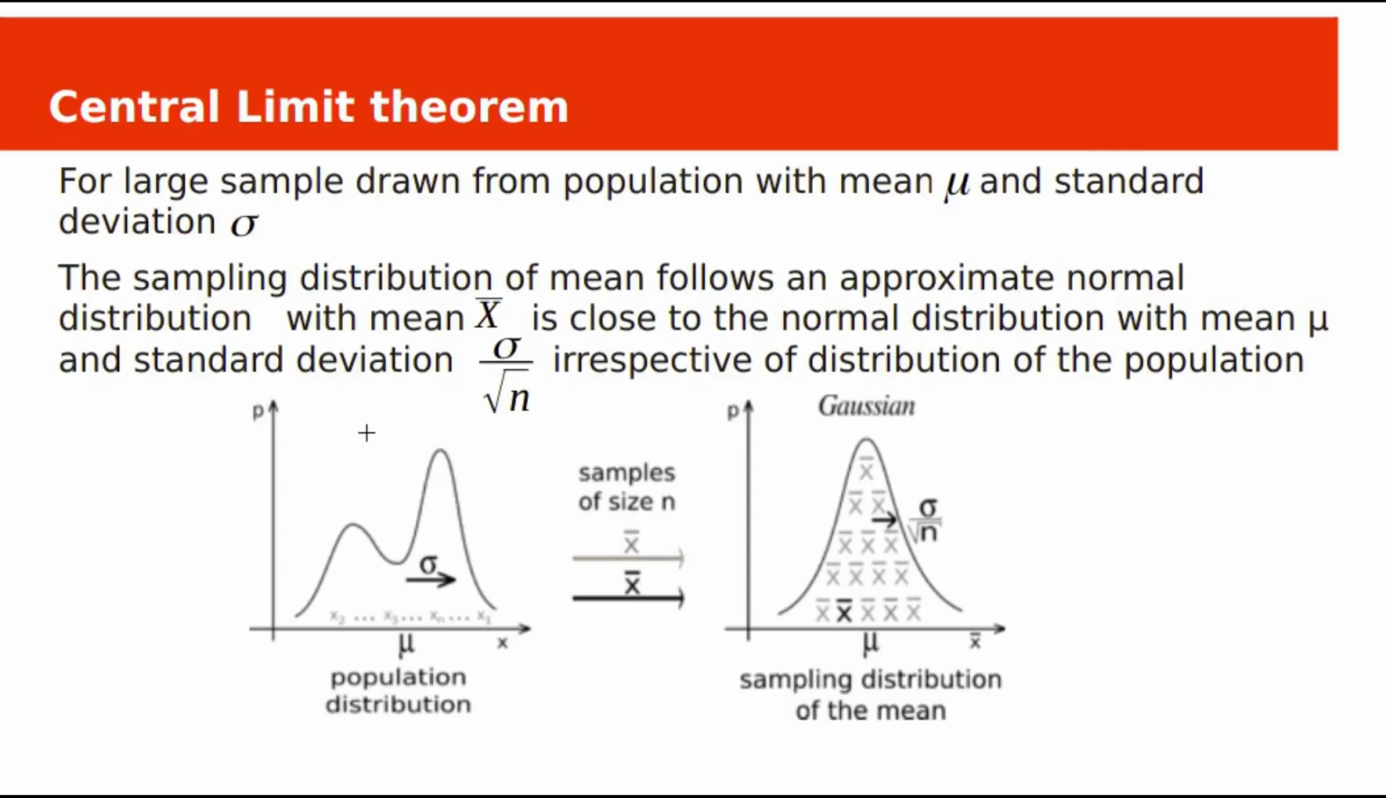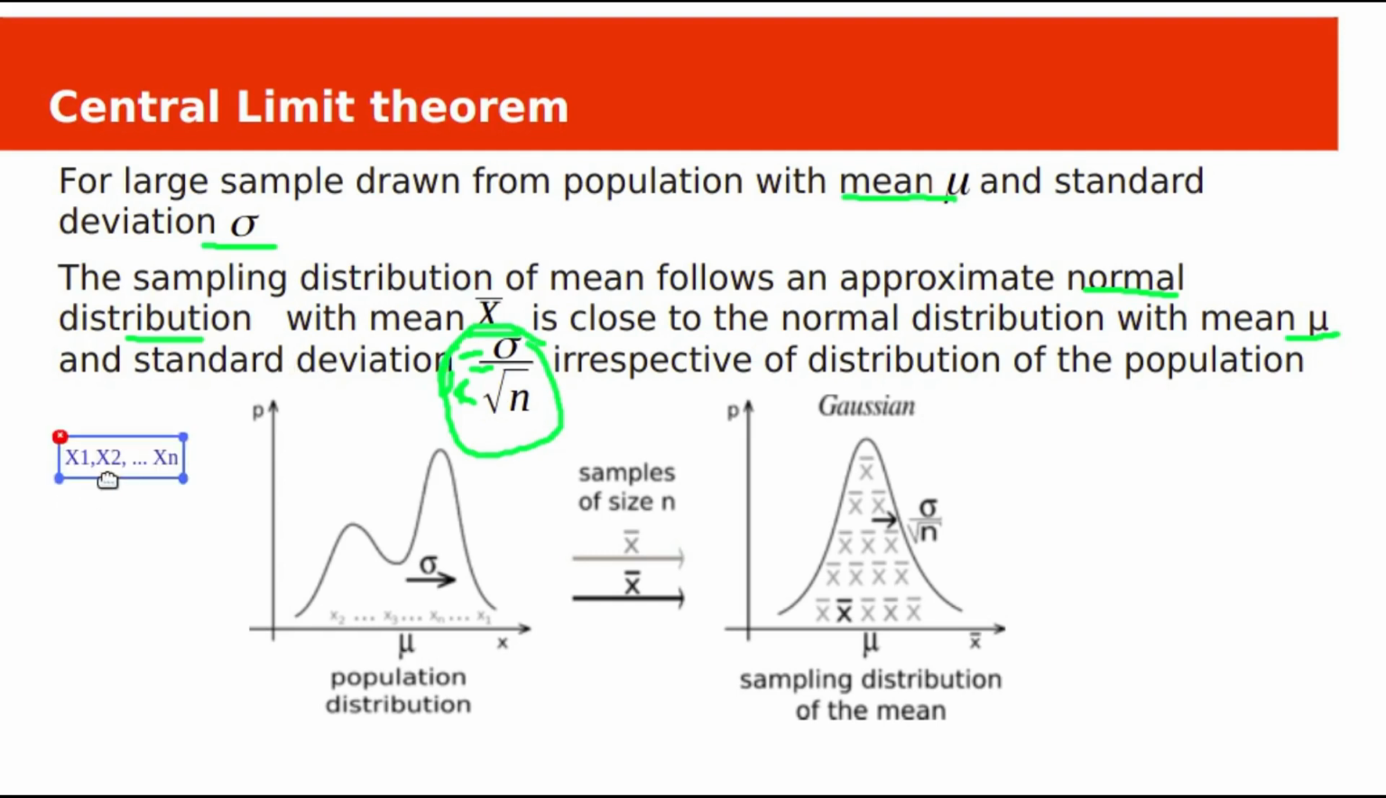For large samples drawn from a population with mean mu and standard deviation sigma, the sampling distribution of the mean follows an approximate normal distribution, with mean x bar close to the population mean mu, and standard deviation of the sample mean, denoted sigma x bar, equal to sigma by square root n, irrespective of the distribution of the population. This is also called the standard error.